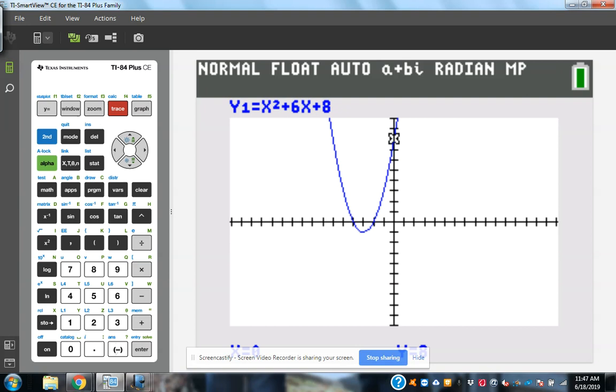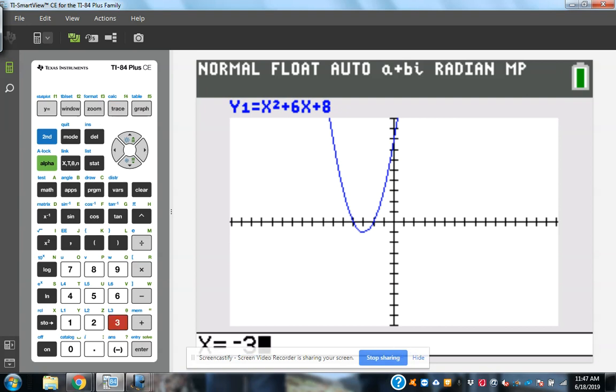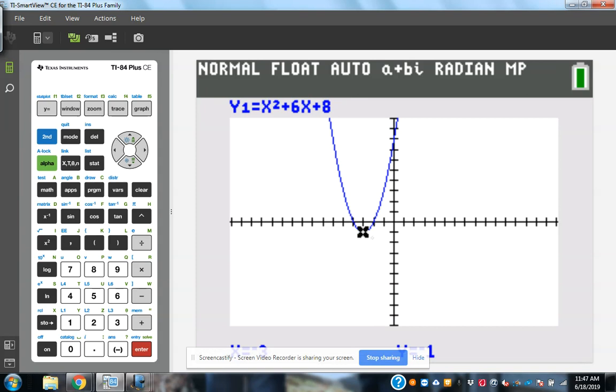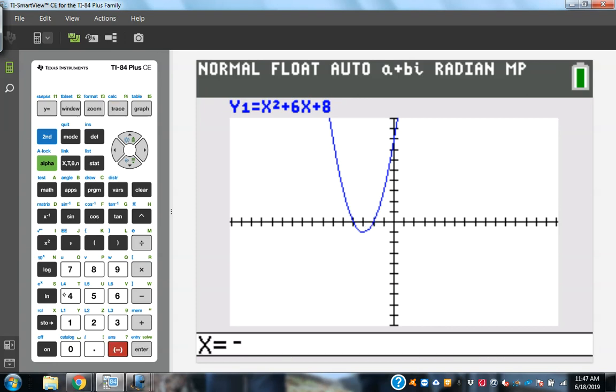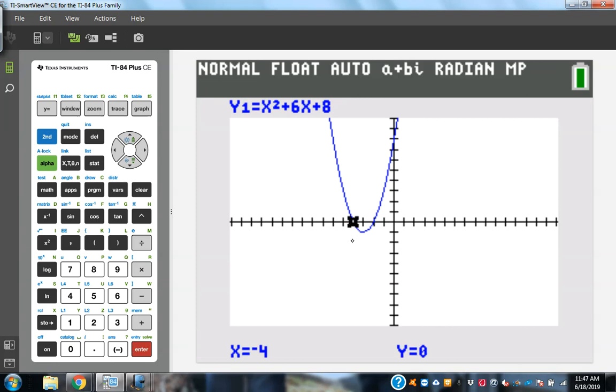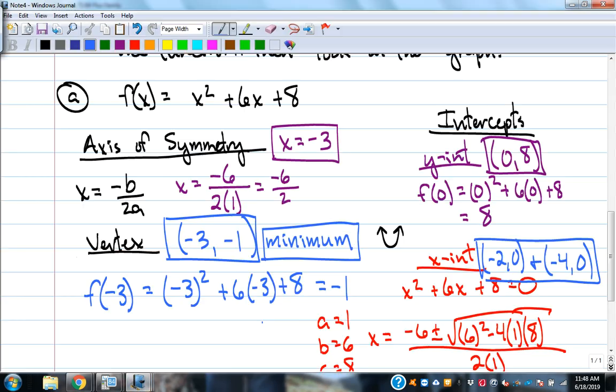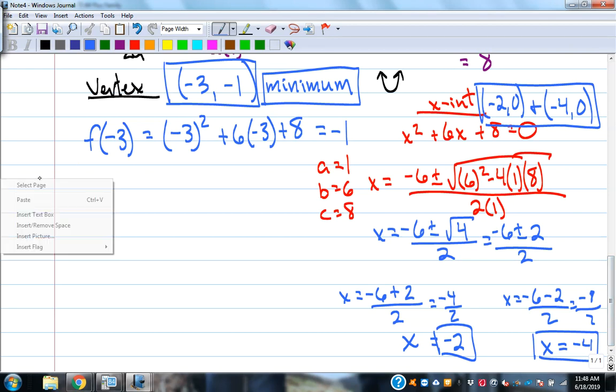I'm gonna hit trace -3 to check my vertex. Remember, my vertex should be -3, -1. Look at the cursor. It's at the lowest point. My value in the ordered pair there is -1. That's good. Check. I'm going to trace my x-intercepts. My x-intercepts were -2. Hey, that's right there on it. And -4. Right there on it. What was my y-intercept? 0, 8, right? So I'm going to trace 0. Right there, it's crossing at 8 on the y-axis. So I've checked all of those things by looking at this graph. Okay? That's what we're finding, the pieces that make this graph up. Okay? That's what we're trying to find.